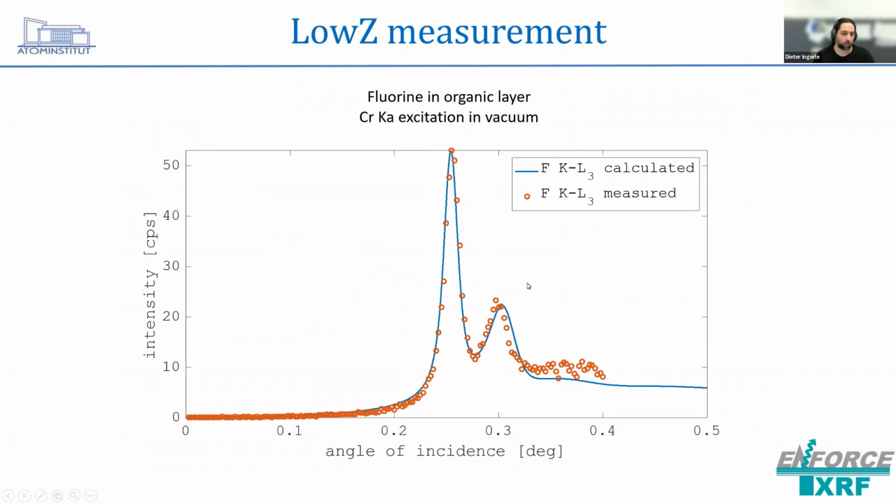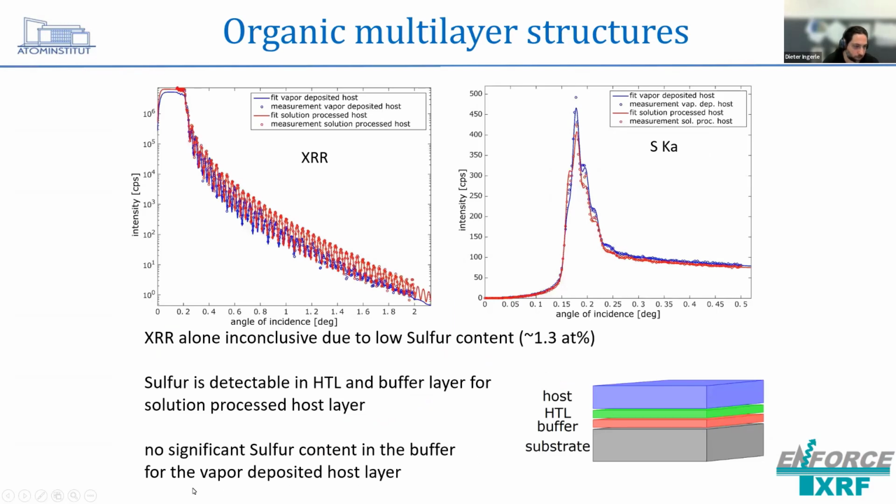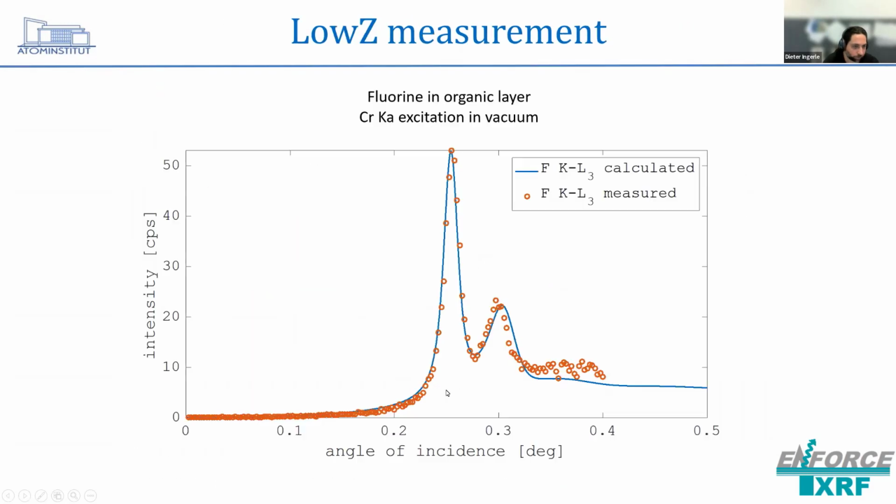And also what we did in relation to this was actually published some 4 years ago. But I also want to show something we continued a little bit on. There were some fluorine-containing organic layers, basically for OLEDs. And this we could measure in our low-C chamber with chromium excitation. And this data is also fitting relatively nicely. So that shows that for these low-Z elements, it's also possible to do this GIXRF analysis.